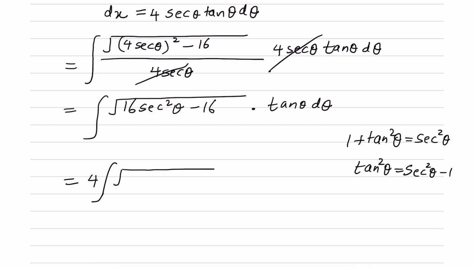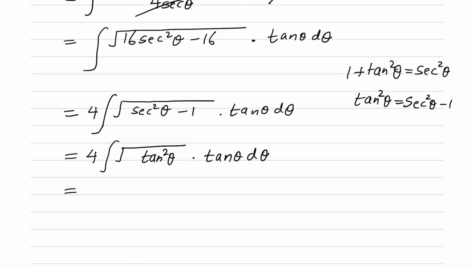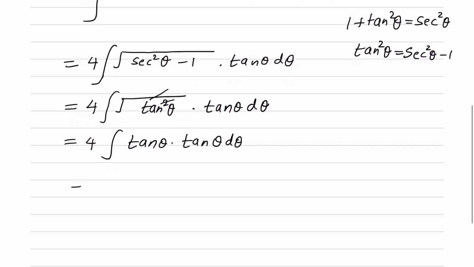Inside the square root we have secant square theta minus 1 into tan theta d theta. Now this identity on the right hand side, secant square theta minus 1 is equal to tan square theta. We will put this inside the square root. So tan square theta into tan theta d theta. Now this square cancels with this square root. So we have tan theta into tan theta d theta. And then we have 4 tan square theta.